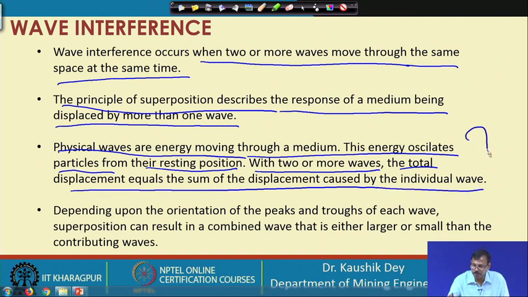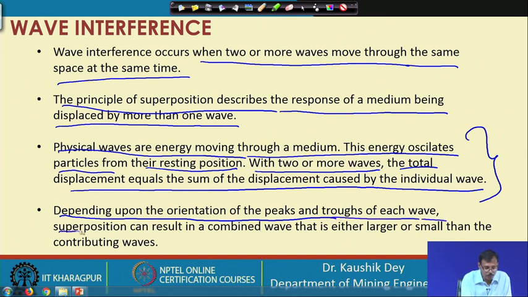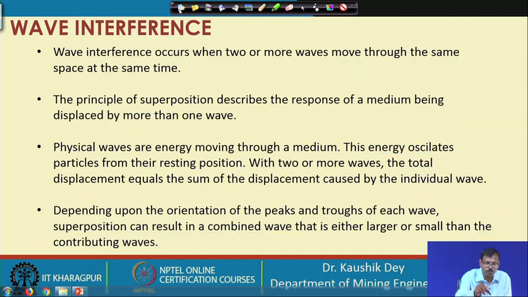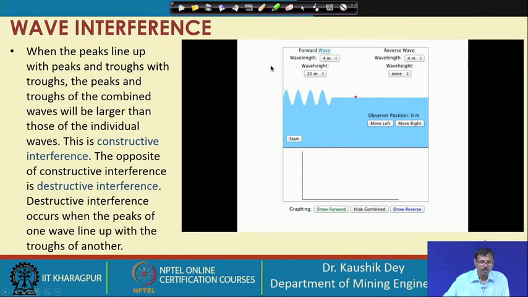there is something called phase. The phase is important when two waves are meeting each other. So, depending upon the orientation of the peaks and troughs, each wave superposition can result in a combined wave that is either larger or smaller than the contributing waves, and that is why this phase addition is an important parameter in the interference. So, you can see the result of superimposing of two waves.